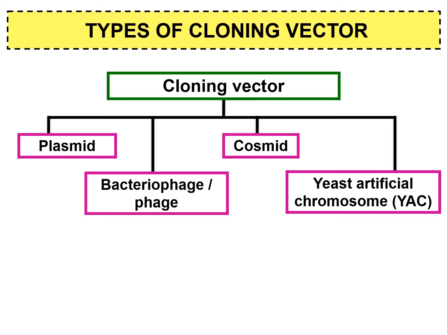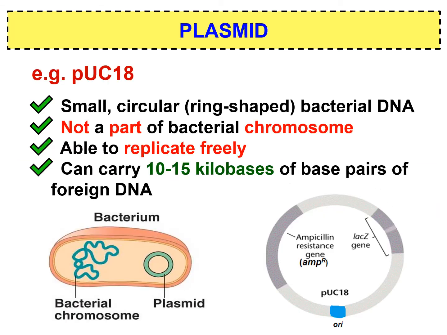There are 4 types of cloning vector that you should know. First one is the plasmid, the most commonly used, the bacteriophage, cosmid, and then yeast artificial chromosome. The example of a plasmid is pUC18.